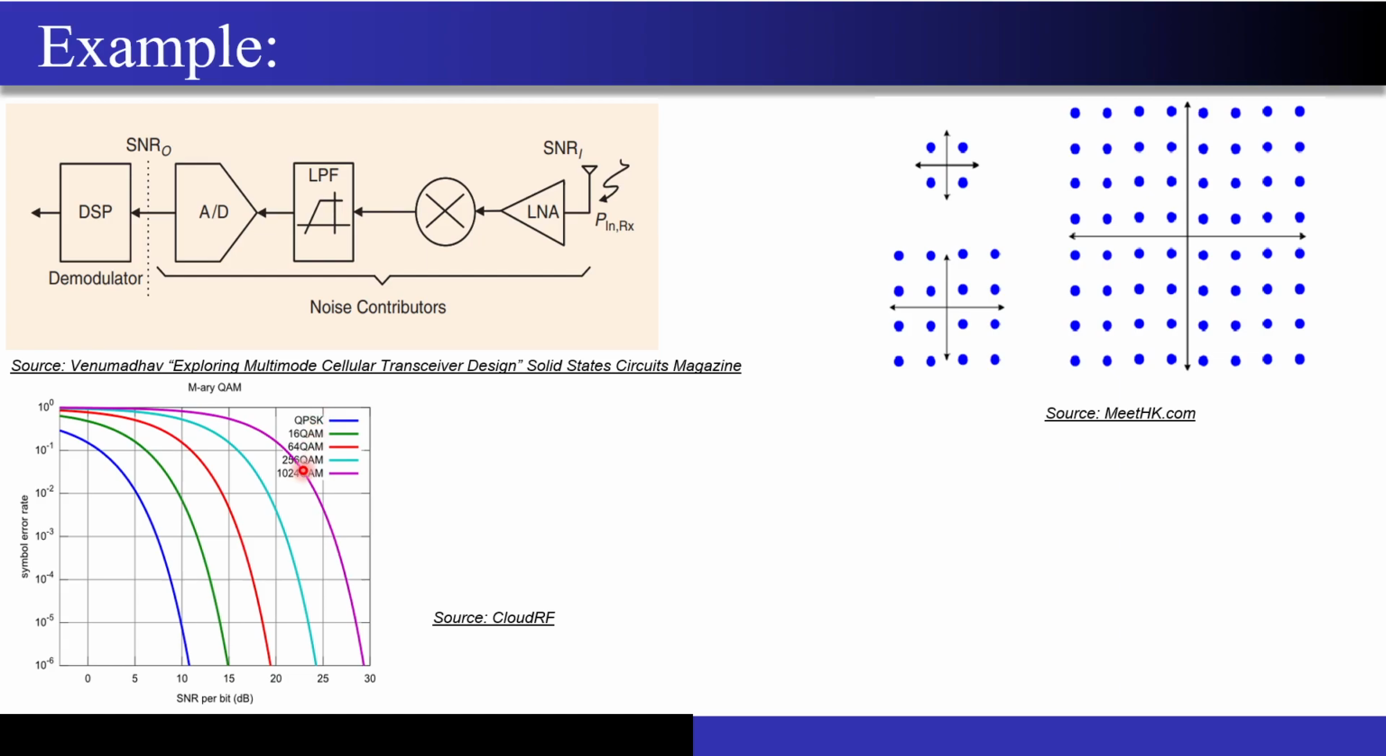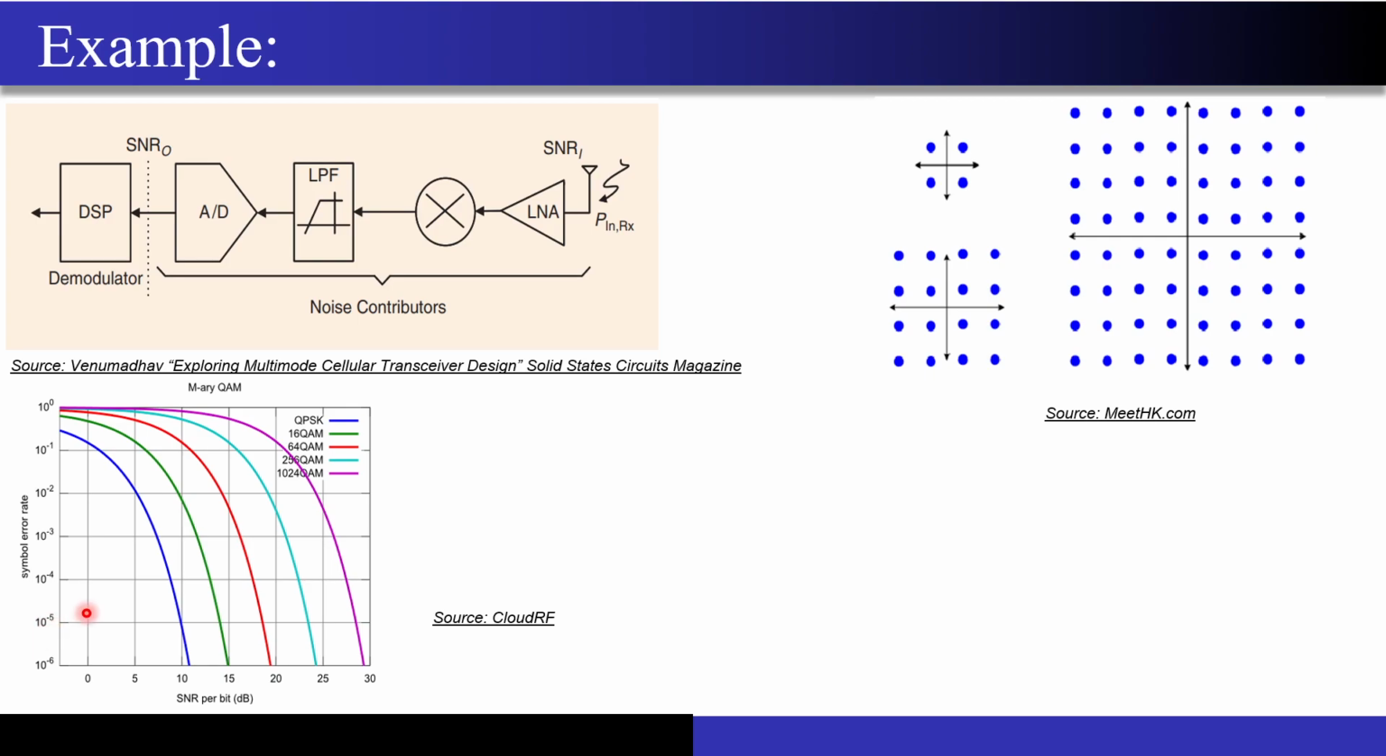So from QPSK to 1024 QAM, the complexity of this constellation diagram actually increases, and you are trying to fit more dots in the same amount of area. Correct? So now if you look at, let's say, 10 dB of SNR, then the bit error rate is just 10 to the power minus 5. What does this mean? Out of 10 to the power 5 bits that I transmit, only 1 bit will have an error.